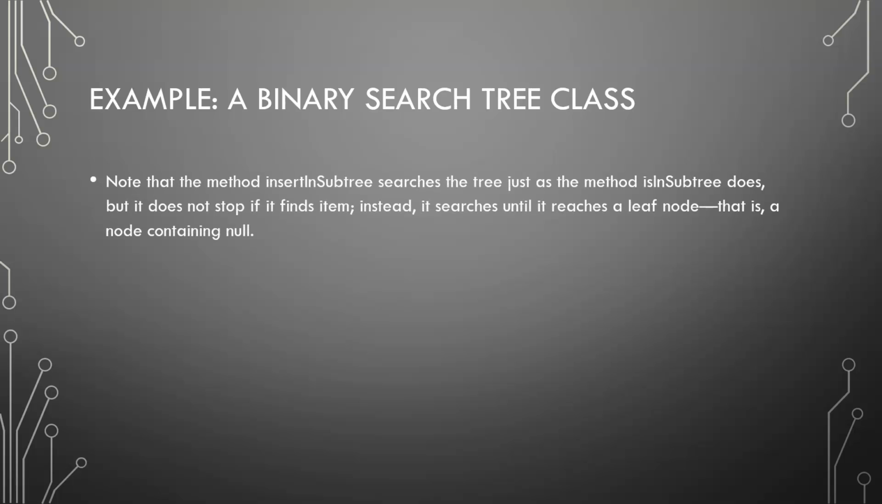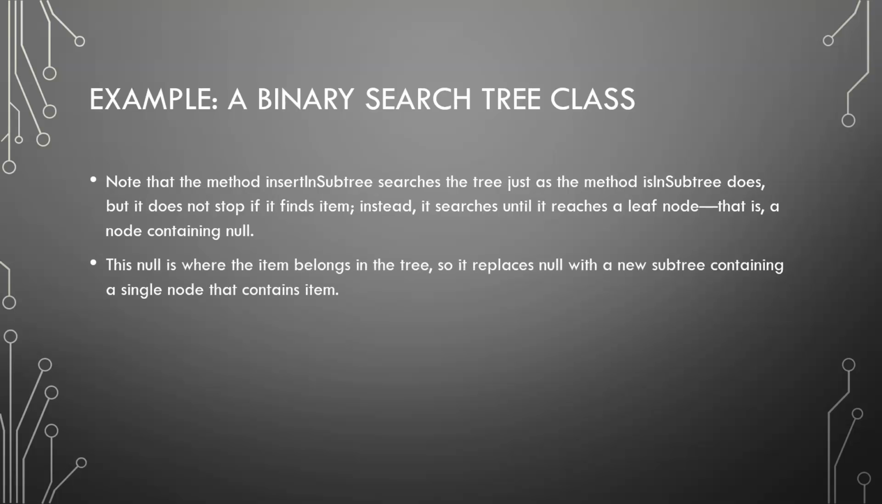You'll note that the method insertInSubtree searches the tree just as the method isInSubtree does, but it does not stop if it finds an item. Instead, it's going to search until it reaches a leaf node, or in other words, a node that has a null pointer. This null is where the item belongs in the tree. So it's going to replace null with a new subtree containing a single node that contains that item.